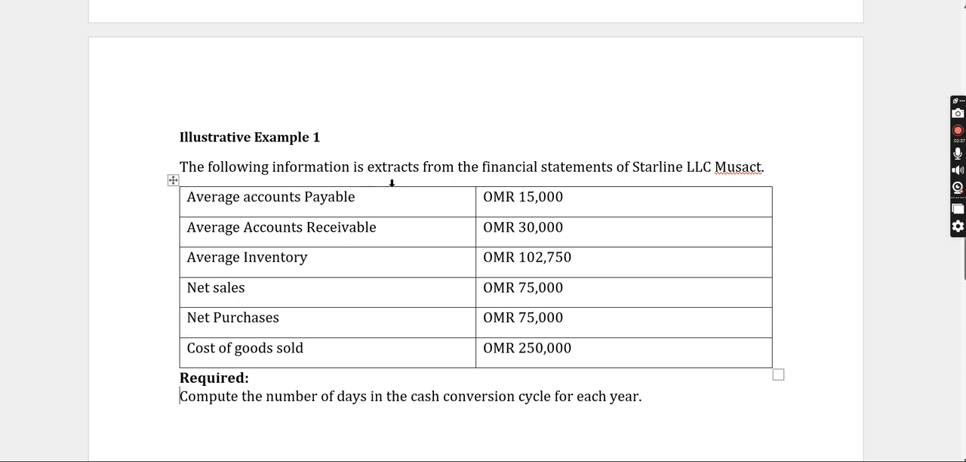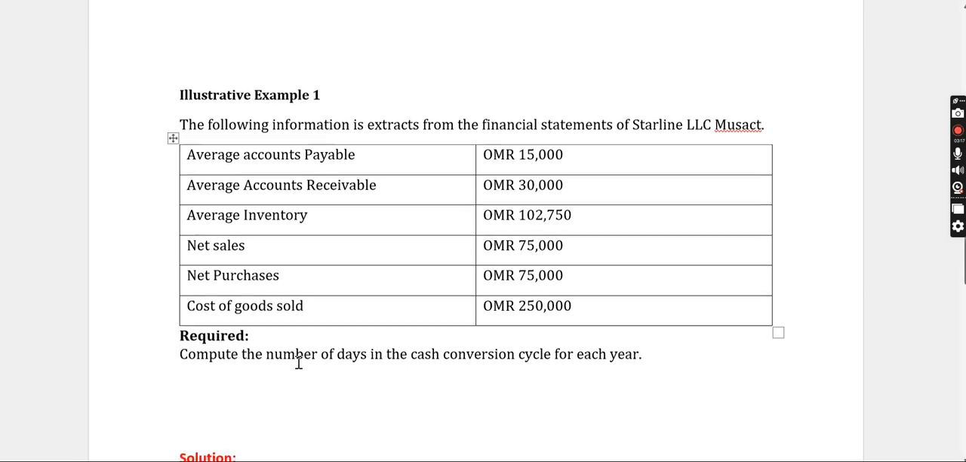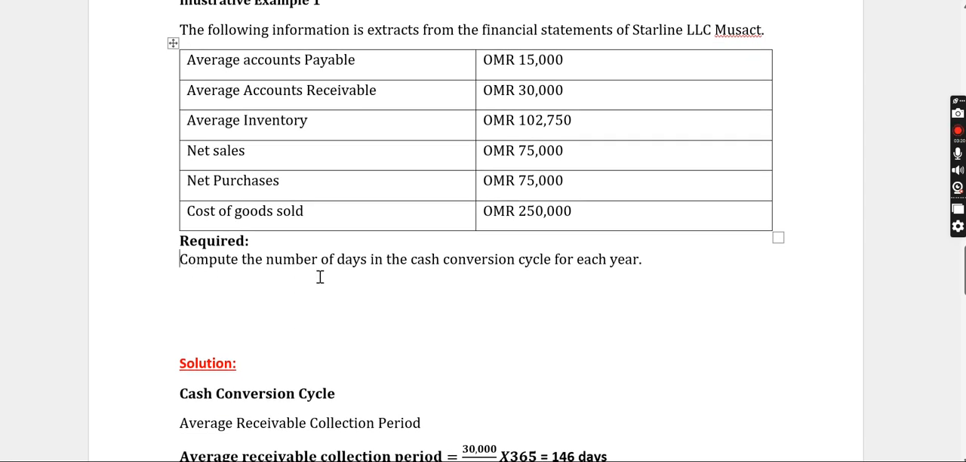The following information is extracted from the financial statement of Starline LLC Muscat. Average accounts payable will be equal to 50,000. Average accounts receivable will be equal to 30,000. Average inventory will be equal to 2,750. Net sales will be equal to 75,000, and net purchases will be equal to 75,000, and cost of goods sold will be equal to 250,000. The required is to compute the number of days in the cash conversion cycle for each year.